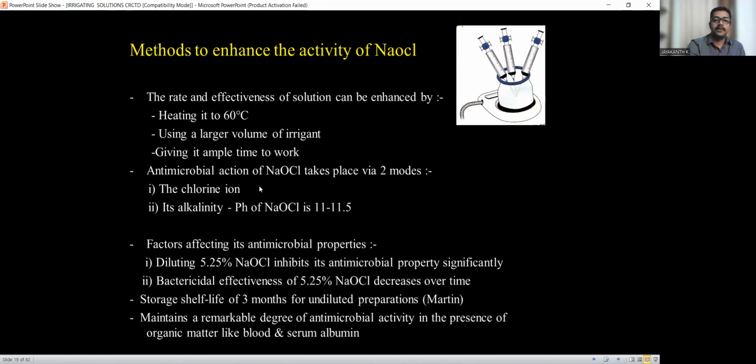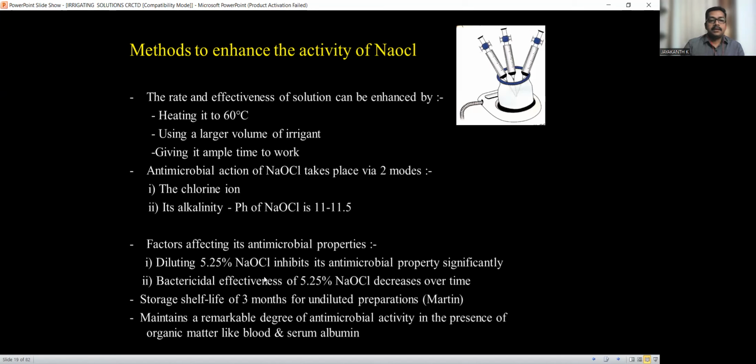Antimicrobial action of sodium hypochlorite takes place through two modes. The first one is by the action of the chlorine ion. The second one is due to its high alkalinity. Factors affecting its antimicrobial properties: diluting 5.25% sodium hypochlorite inhibits its antimicrobial property significantly. The bactericidal effectiveness of 5.25% sodium hypochlorite decreases over time.